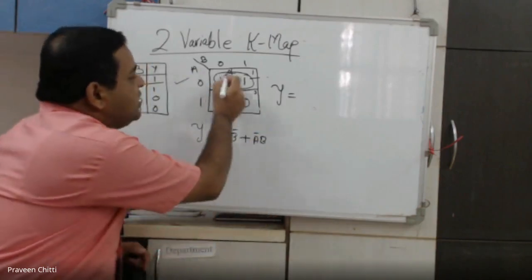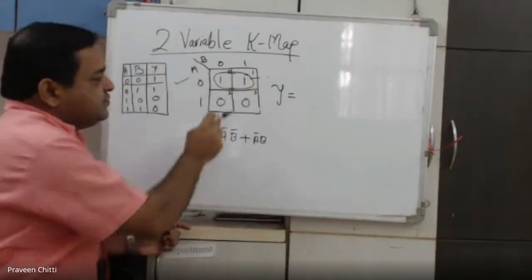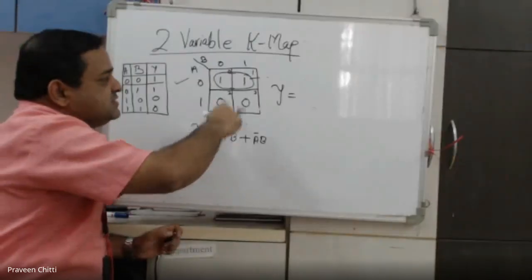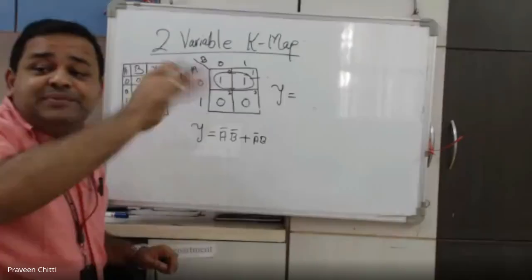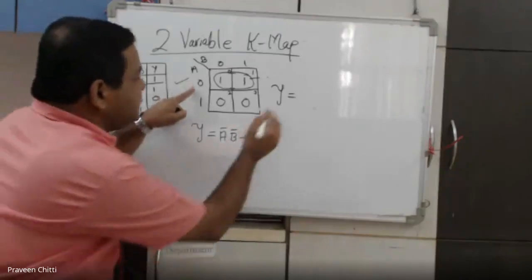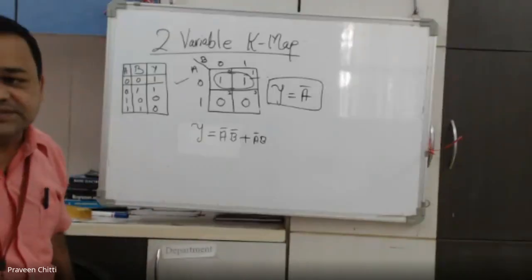So that will be eliminated and what are you going to get now? What will be the product term for this? A bar. It is covering both the columns. B will not be there, B will be eliminated. So what you get? Y equal to A bar. That is the answer for this.